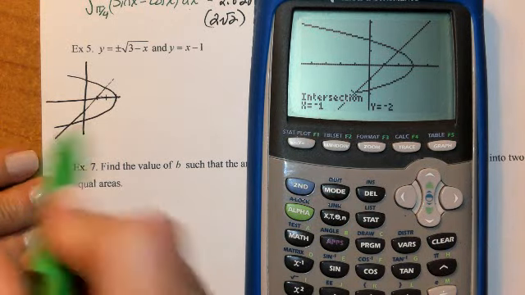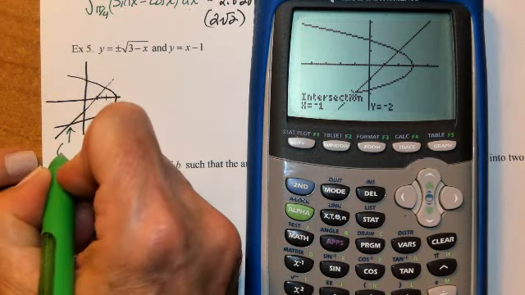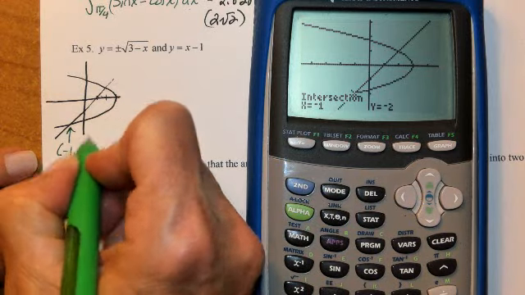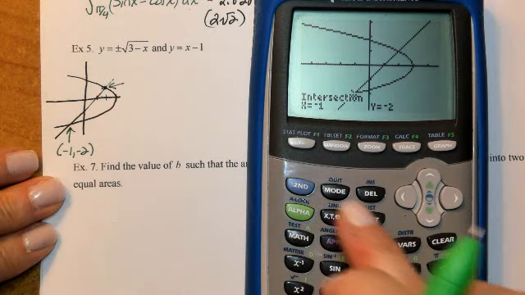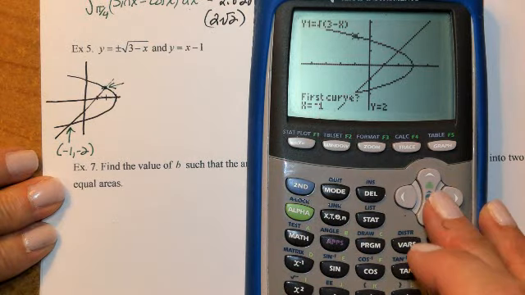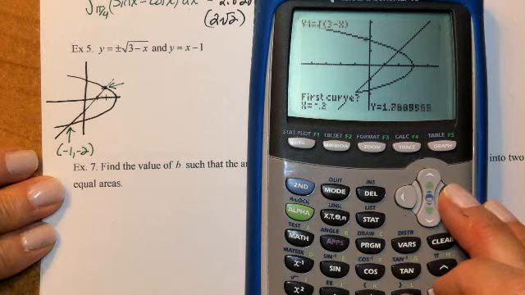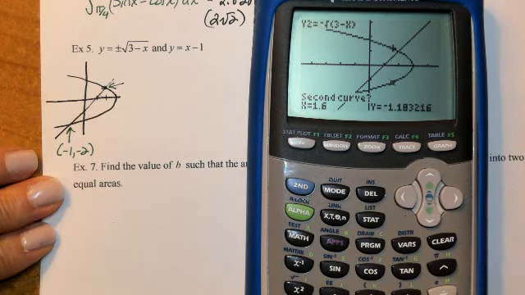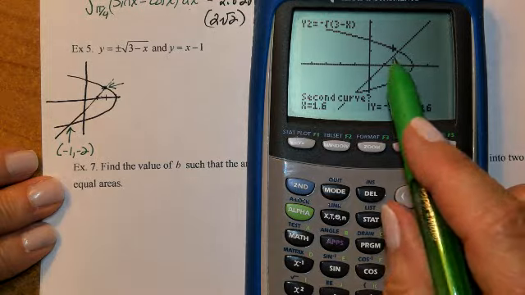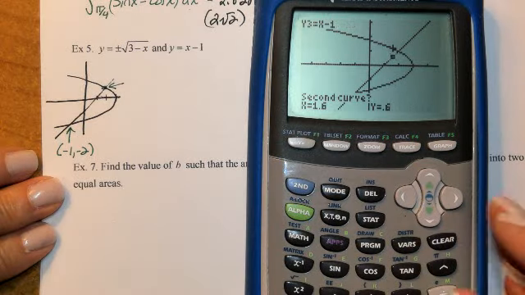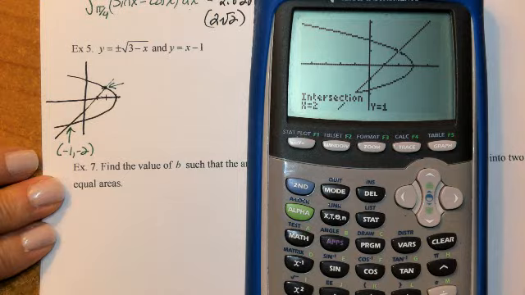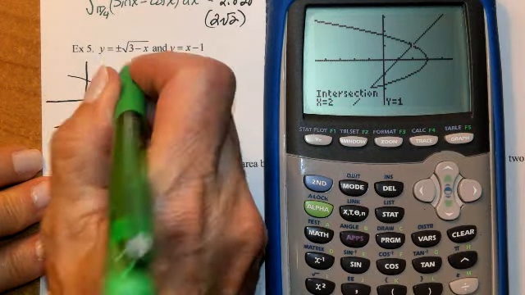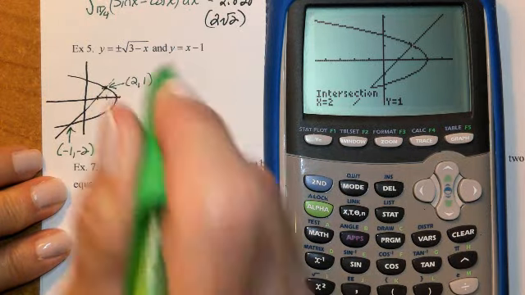So this point is the point -1, -2. Now I'm going to get this point. Okay. So that point, second calc 5, all right, come over here, enter. I don't want to enter on that one, I want to enter on the line, so go down to the next graph, enter, enter. That intersection point is 2, 1. All right.